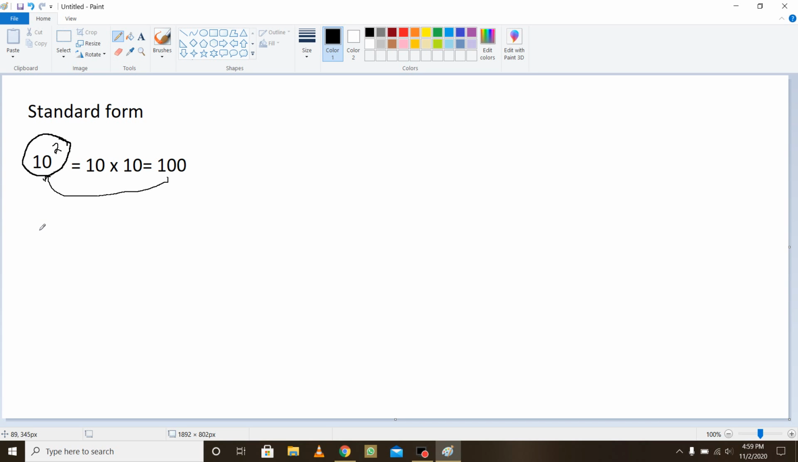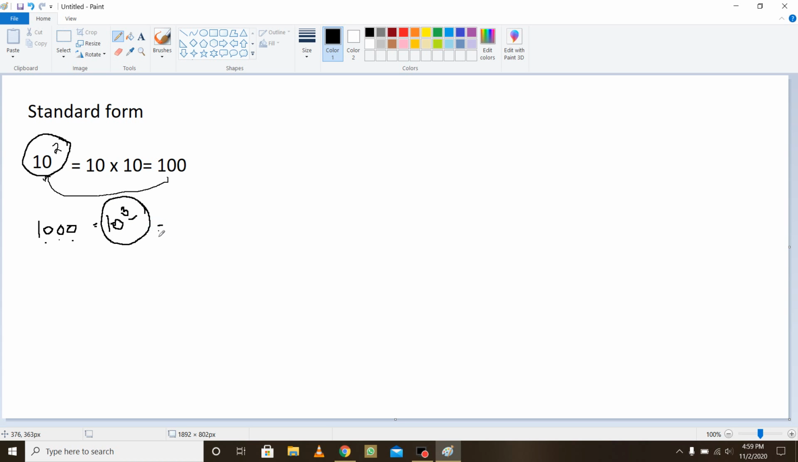So for example, there is a figure 1000 and you want to write it in the standard form. What you will do is count the zeros. There are 3 zeros in it, so we can write it like this: 10 raised to the power of 3. So count the number of zeros and write it over here. This would be the standard form of writing 1000.